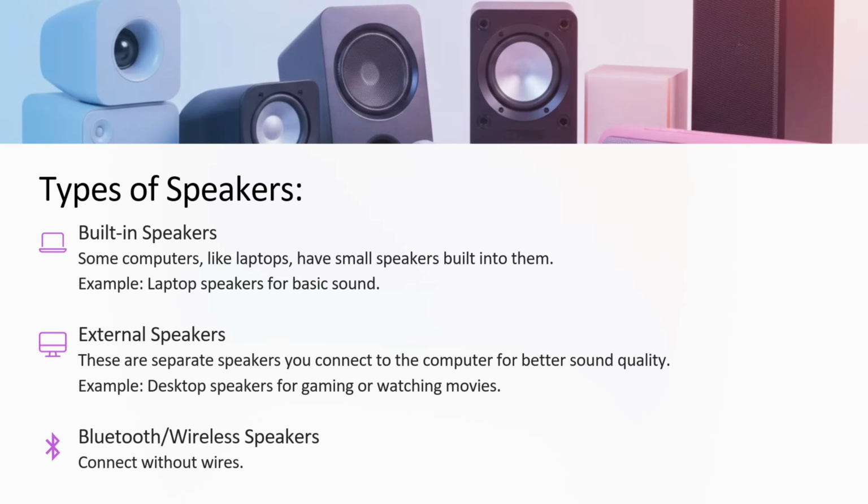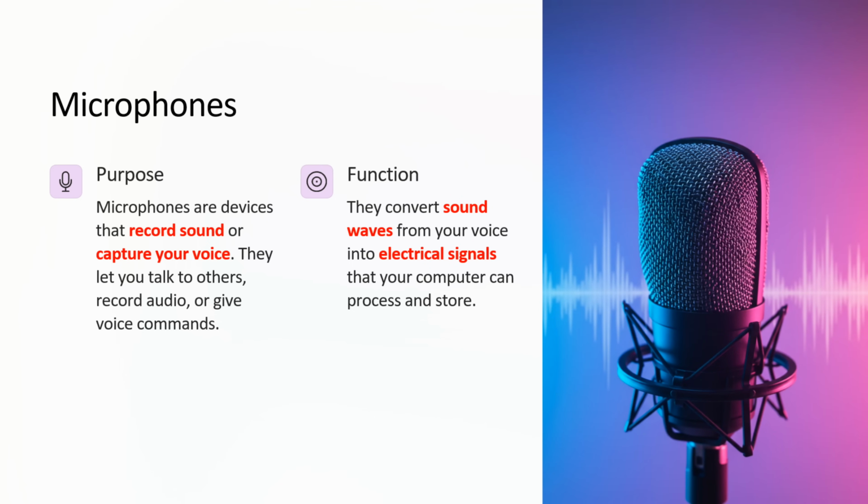What are the different types of speakers available? First one is built-in speakers. Some computers, like laptops, have small speakers built into them. For example, laptop speakers for basic sound. Next one is external speakers. These are separate speakers you connect to the computer for better sound quality. For example, desktop speakers for gaming or watching movies. Next one is Bluetooth or wireless speakers. Connect without wires.